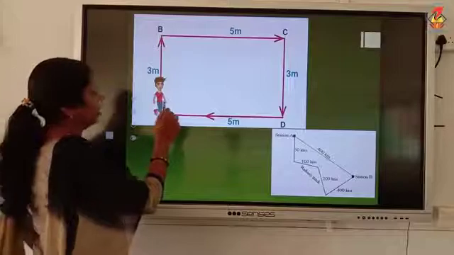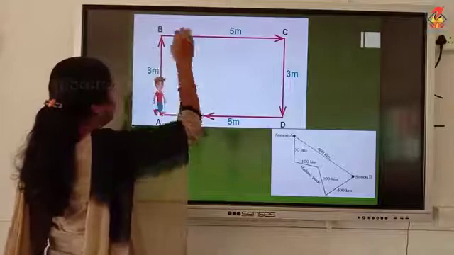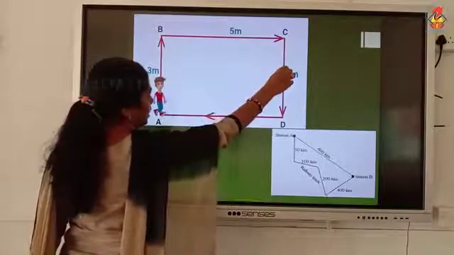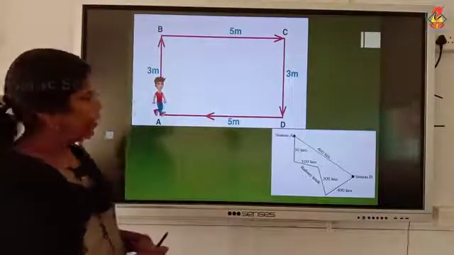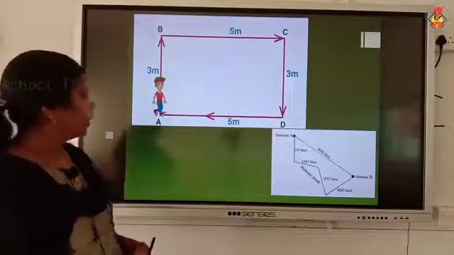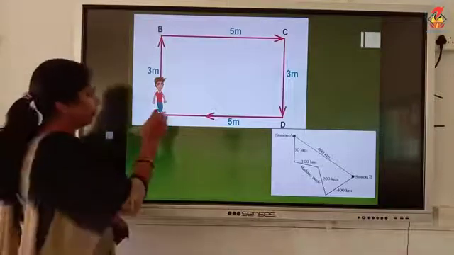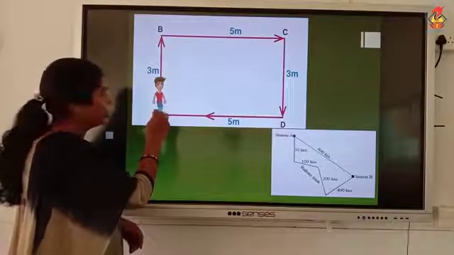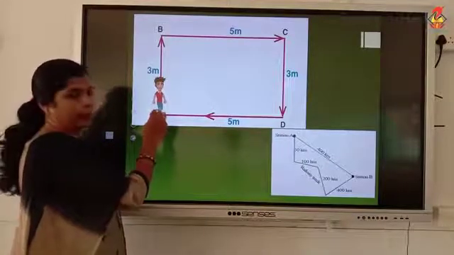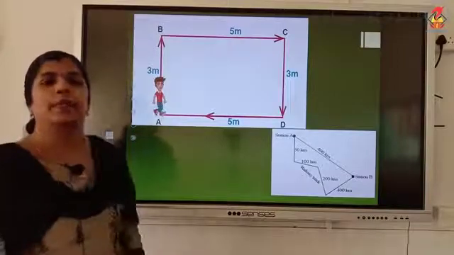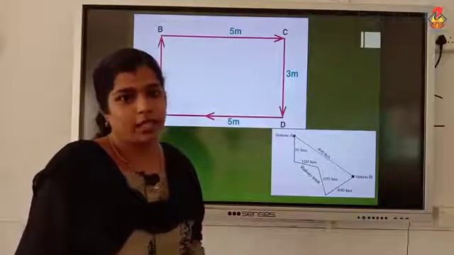How will you calculate the distance? You will add all these distances, 3 plus 5 plus 3 plus 5. When you add it, you will get the distance. Now, how will you find the displacement? The starting point is here itself, and the final point is also here itself. So, the initial and final points are the same. In that case, displacement will be 0.